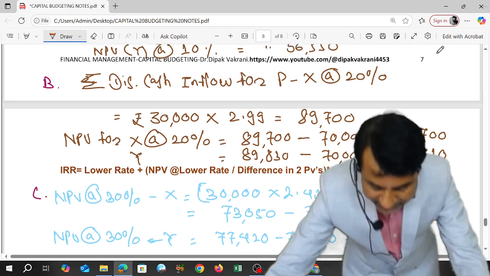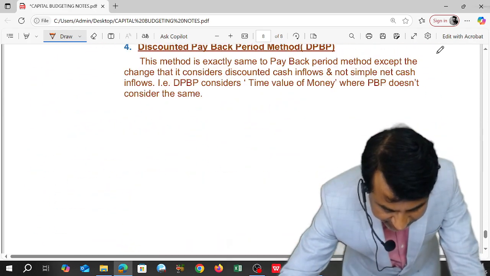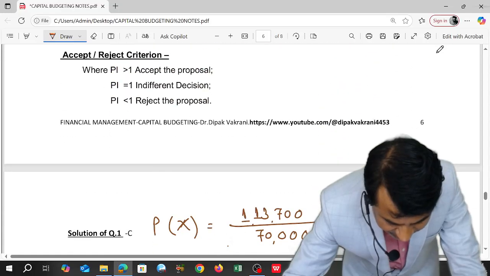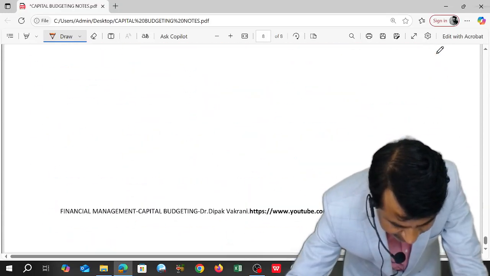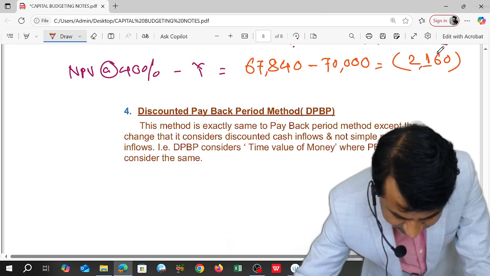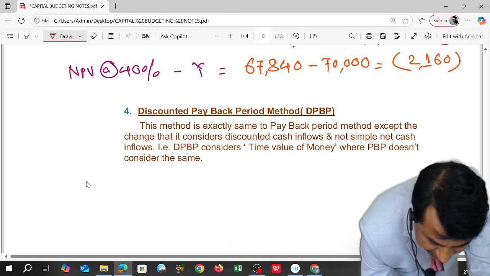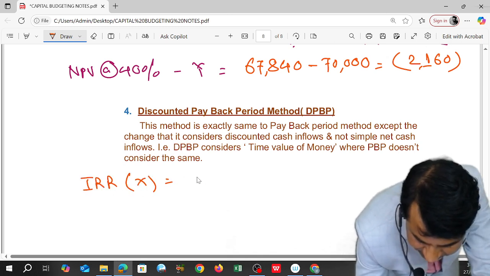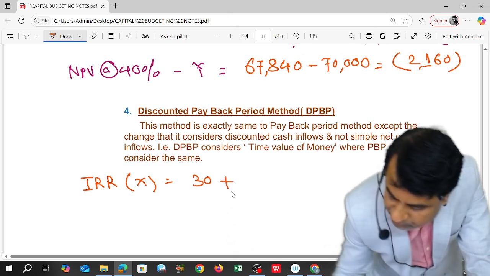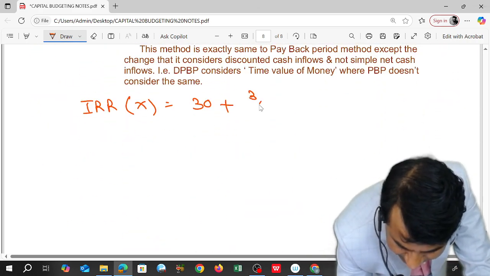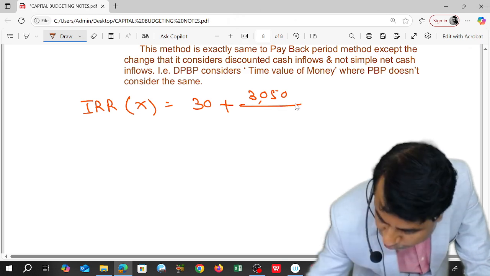So let's go for x. 30 and 40 ट्राई करना है हमें. तो मैं यहाँ पे डिस्काउंटेड पेबैक में लिख लेता हूँ, because I think even I can write down here, no issues there. Do remember, this is not for discounted payback. I'm still calculating IRR, right, students? So IRR for x. 30% is obviously the lower rate. 30 and 40 I'm trying. NPV at 30 is 3050, which is the numerator here. NPV at lower rate divided by difference between two PVs.